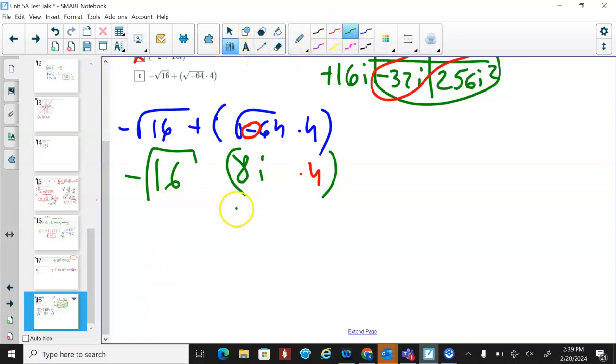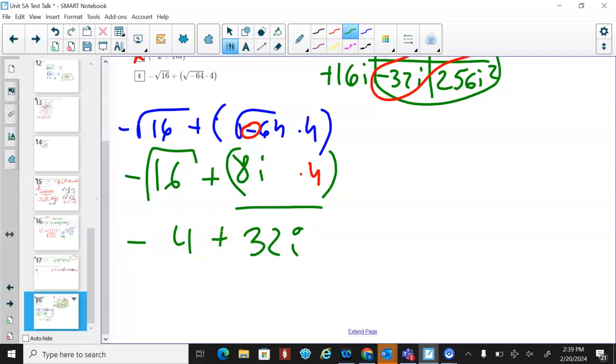Now, can I multiply these two together? Yes, I can. This is not addition, this is a multiplication. So I can multiply 8i times 4, which is 32i. And then there is plus negative radical 16. The negative is on the outside. So it does not belong underneath the radical. It does not belong as an i. It's simply a negative 4 plus.